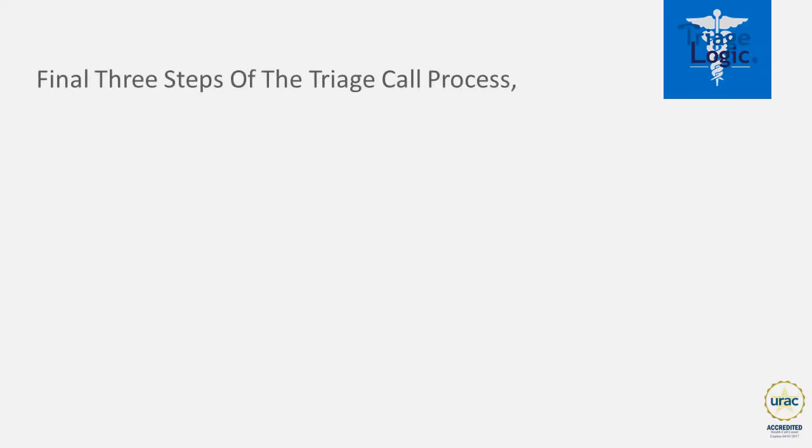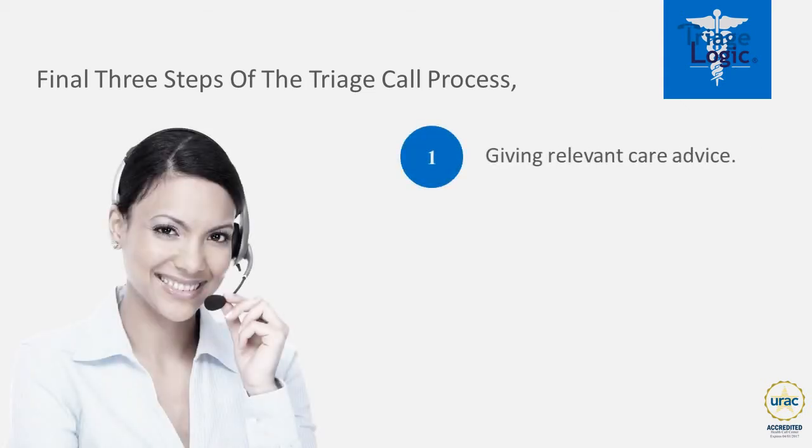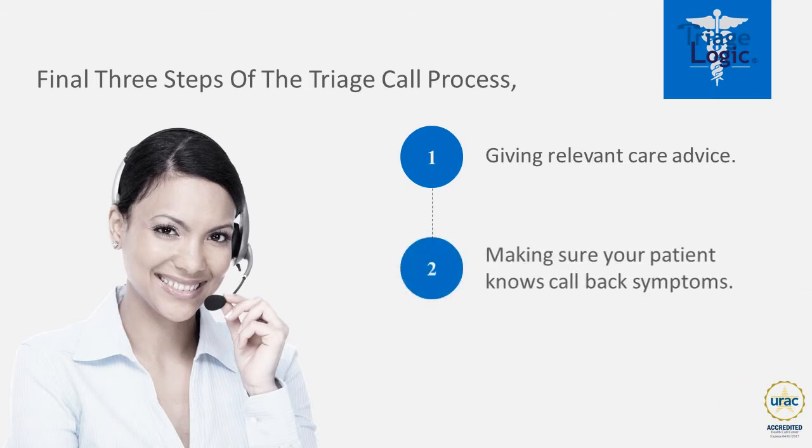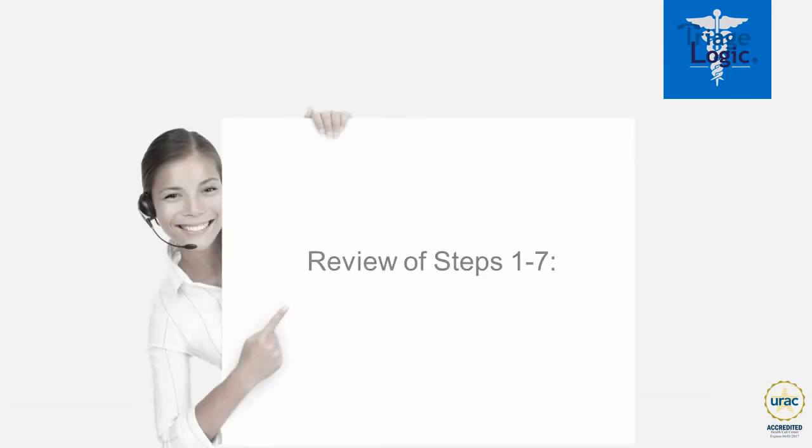In this video, we will go over the final 3 steps that are critical in the triage call process. These steps are giving relevant care advice, making sure your patient knows callback symptoms, and offering reassurance to your patient. Let's start by briefly reviewing steps 1 through 7. You can also watch our past video courses located on the Learning Center to get more information on each step in the triage call process.